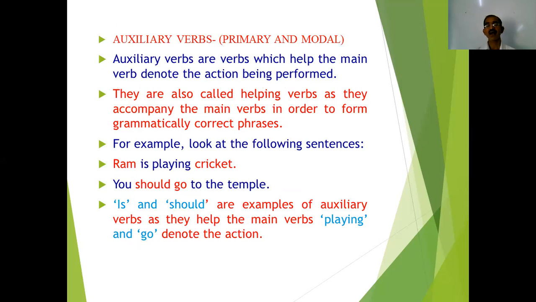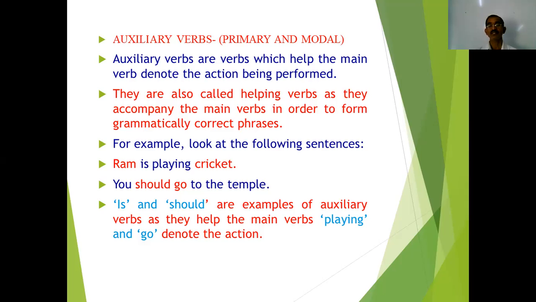Auxiliary verbs are verbs which help the main verb denote the action being performed. They are called helping verbs as they accompany the main words in order to form grammatically correct phrases. Whenever the main verb is used, a helping verb comes with it, so they are called auxiliary verbs. You have to keep in mind that auxiliary verbs most of the time come with the main verb to form grammatically correct phrases.